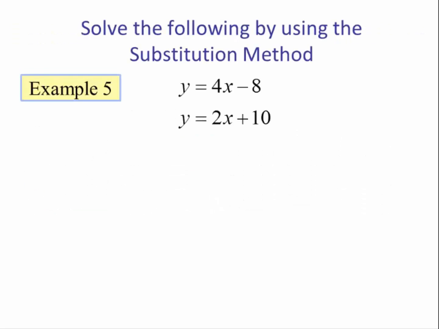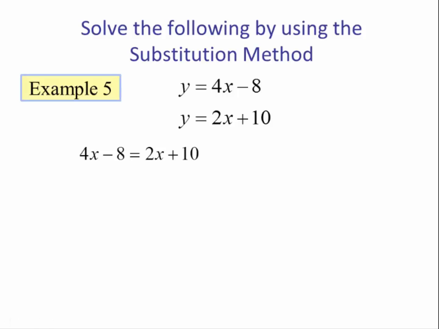Example 5. Solve the system y equals 4x minus 8 and y equals 2x plus 10. Our first step is to identify the equation that has an x or y that is isolated. Here either equation will do. To solve this system, I'm going to take the first equation and substitute 4x minus 8 into the second equation.